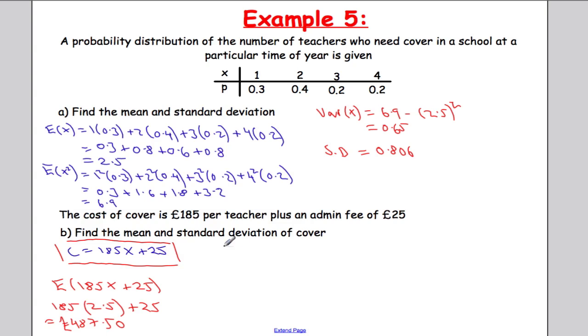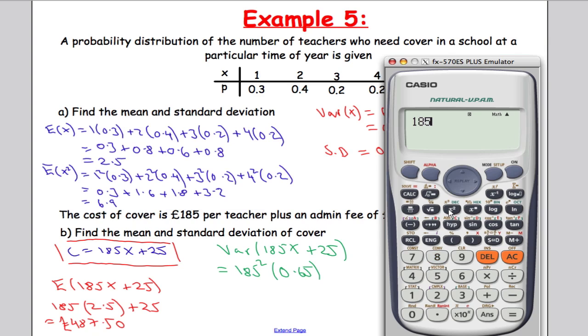Let's work out the standard deviation now as well. So I'm going to start with the variance. I need to work out the variance of 185x plus 25, and using what we've already learned, it's going to be 185 squared multiplied by the variance, which is 0.65. So 185 squared multiplied by 0.65 gives us 22,246.25, and then I'm going to take the square root of that.